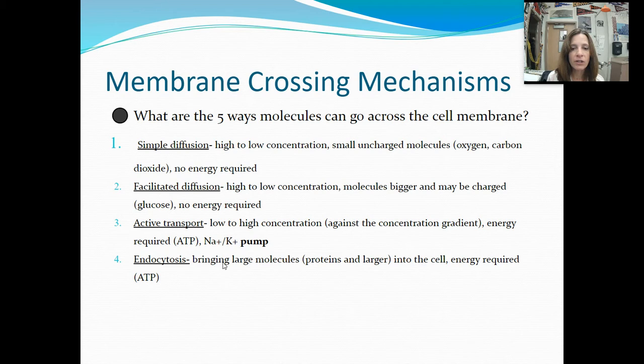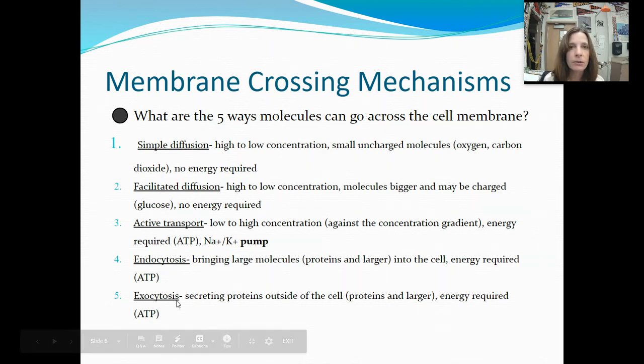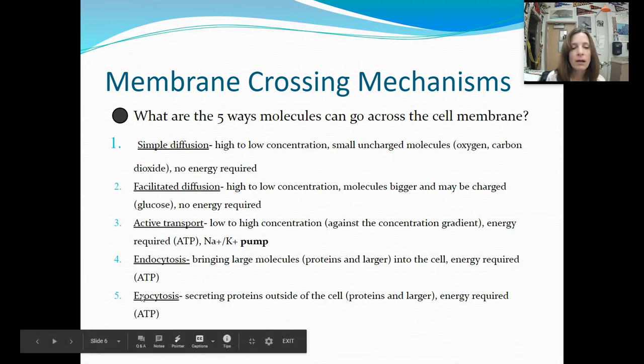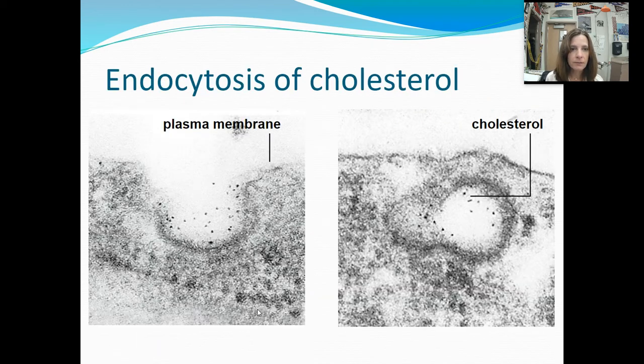Endocytosis is where you're bringing in large molecules, like we just talked about, proteins and larger. And of course, if you're bringing in large molecules, that requires energy. And the last one is exocytosis, which is secreting proteins outside of the cell, proteins and larger, and that also requires energy. So for example, hormones that are made in the pancreas, like insulin, are secreted outside of the cell with exocytosis to trigger a response in other cells.